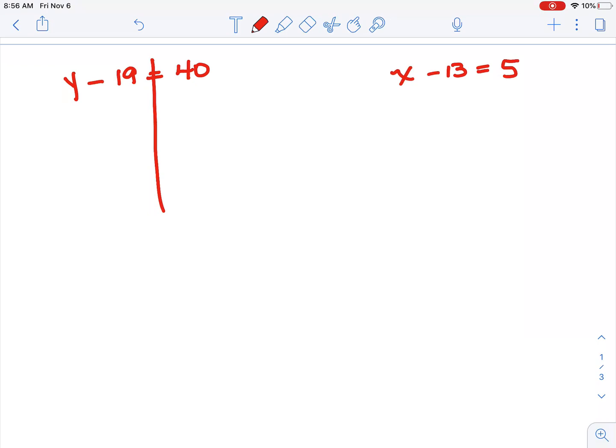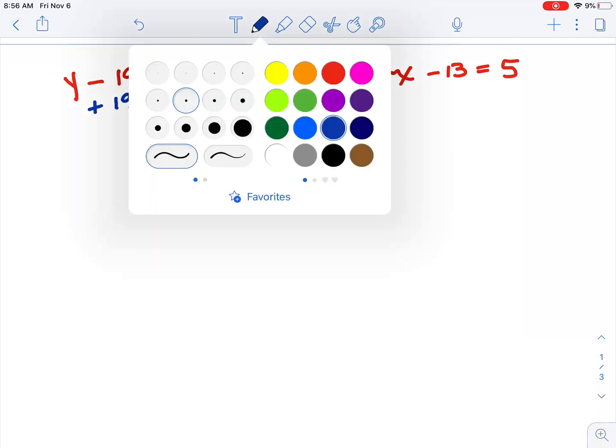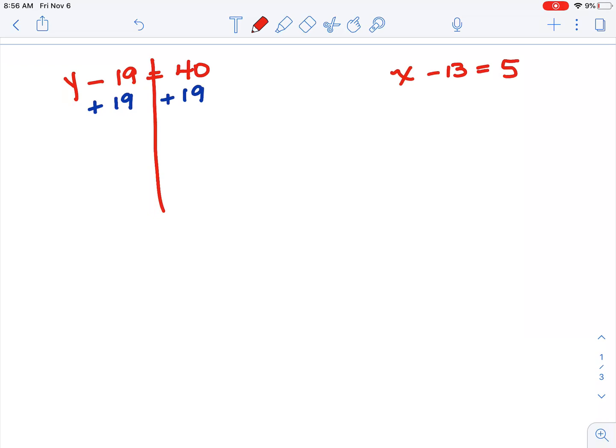And it's very easy for me to see whatever I do to one side, I did to the other. So I want to get that y by itself. So I want to get rid of this minus 19. To get rid of something, you do its opposite. The opposite of subtracting 19 is adding 19. And whatever I do to one side, I must do to the other. I did them both in blue, so you would see that what I did on one side, I did to the other.